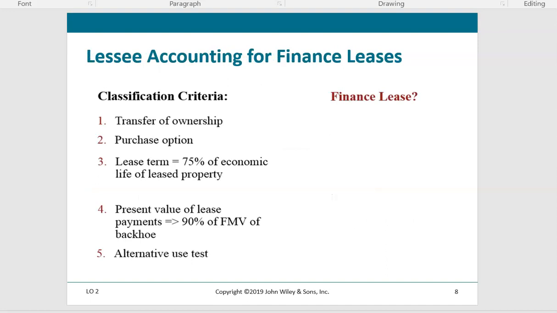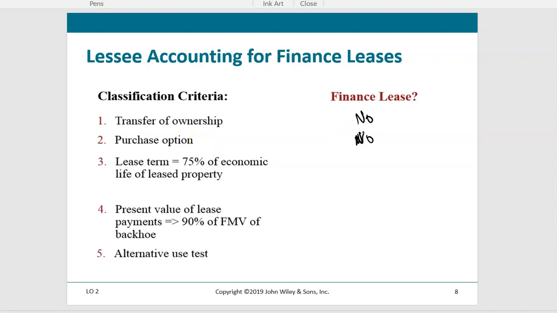Let's start by looking at the criteria that determine whether a lease is operating or finance. Classification 1, is there a transfer of ownership at the end of the lease? And the answer to that is no. Is there a bargain purchase option that we can expect the lessee to take advantage of at the end of the lease? We didn't see anything about that, so the answer is no.